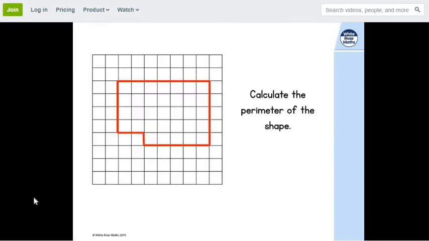So, one for you to think about straight away then. Can you calculate the perimeter of this shape? So pause the video, have a go for yourself.